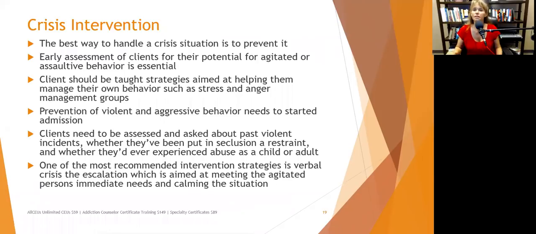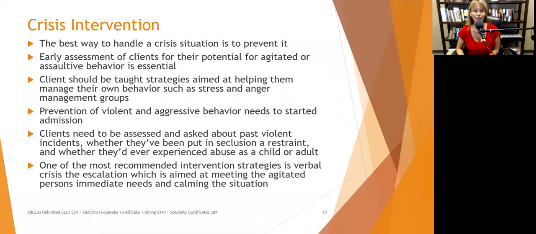So it's important to keep your finger on the pulse of what's going on with your clients. And early assessment isn't just at the beginning. You are regularly assessing your client for any changes in their status. Clients should be taught strategies aimed at helping them manage their own behavior, such as stress and anger. Prevention of violent and aggressive behavior needs to start at admission.